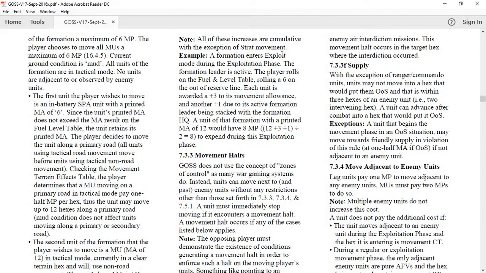Example, a formation enters exploit mode during the exploitation phase. The formation leader is active. The player rolls on the fuel level table, rolling a 6 on the out of reserve line. Each unit is awarded a +3 to its movement allowance, and another +1 due to its active formation leader being stacked with the formation headquarters. A unit of that formation with a printed MA of 12 would have 8 movement points. (12 + 3 + 1) divided by 2 equals 8 to expend during this exploitation phase.